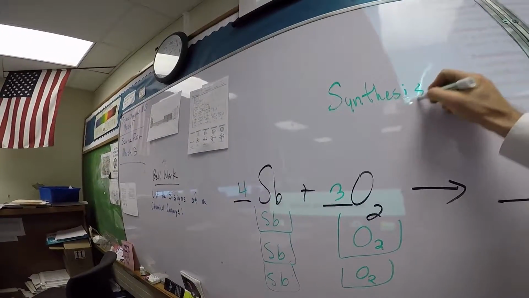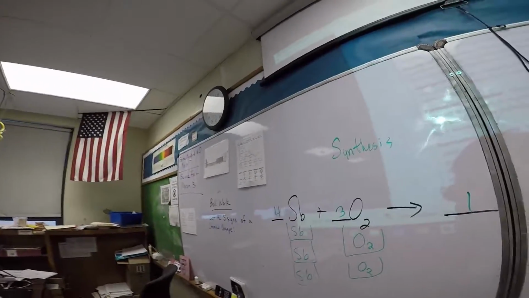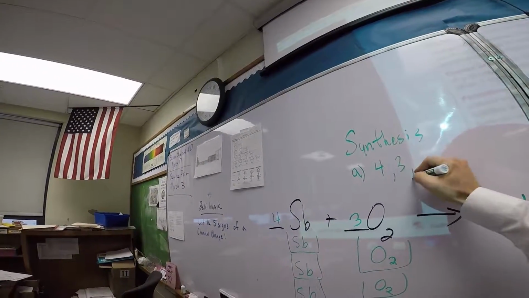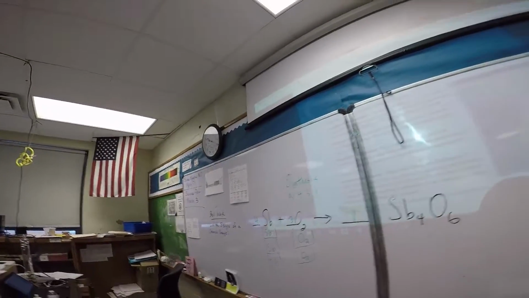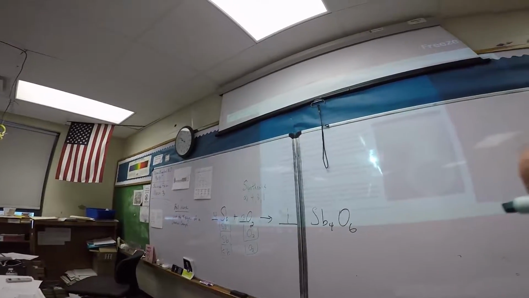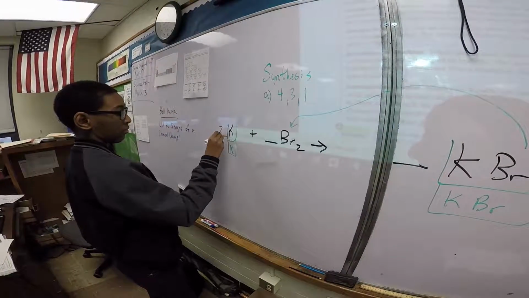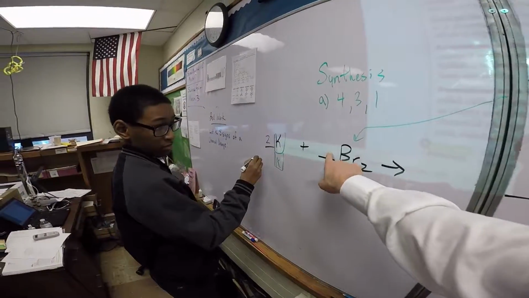Now on the test, it's going to be like A, 4, 3, 1, just so you're seeing how they're going to test you. Any question on that? What goes here? How many do you see?